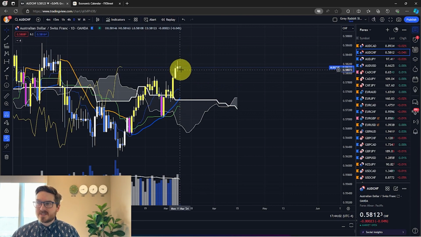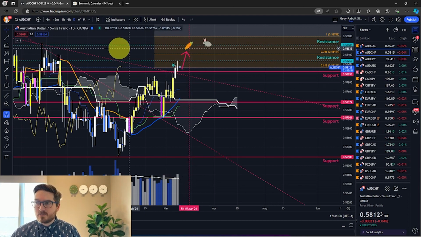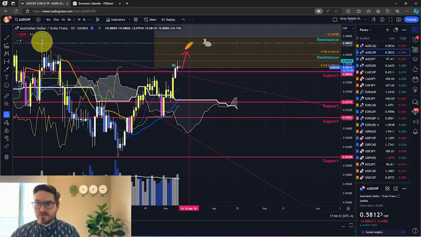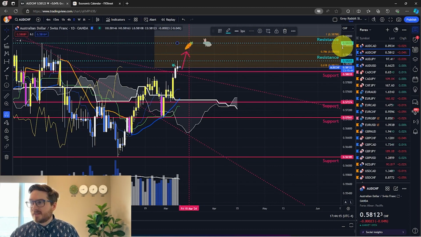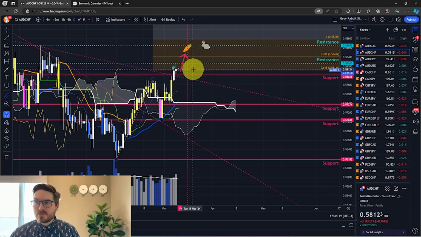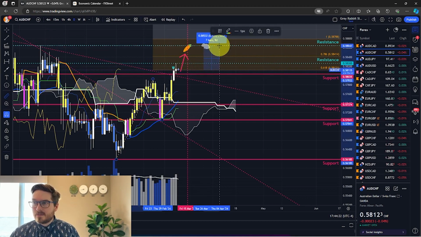So we could be consolidating this week. That's why I have this marked blue. I'm waiting for the breakout, but I do expect price to reach up to this resistance level up here, which, hold on, that got moved, sorry guys, which should be at the 0.58652 level. And from current price to that level, we've got about 52 pips.